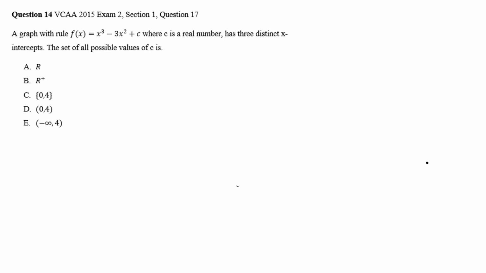Okay, so we are looking at the VCAA 2015 question from exam 2, section 1, question 17. It says a graph with rule f of x is equal to x to the power of 3 minus 3x squared plus c, where c is a real number, has 3 distinct x-intercepts. The set of all possible values of c is.